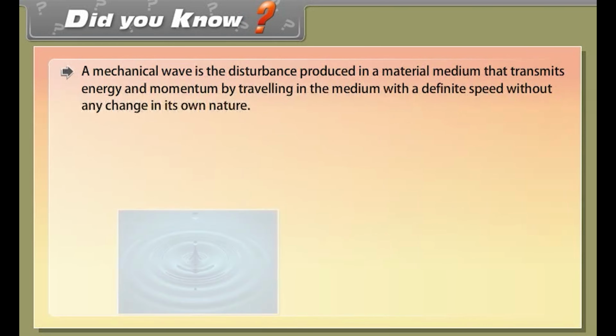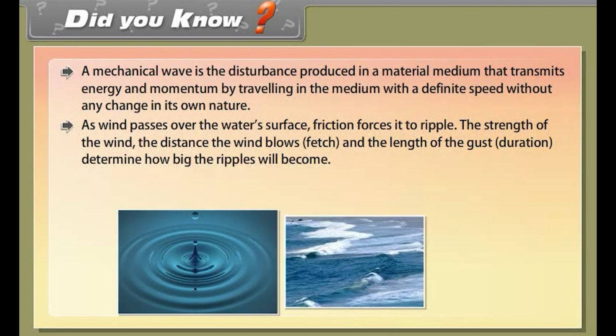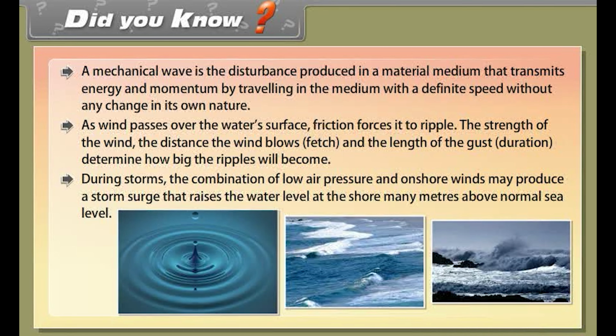Did you know? A mechanical wave is the disturbance produced in a material medium that transmits energy and momentum by traveling in the medium with a definite speed without any change in its own nature. As wind passes over the water's surface, friction force causes ripples. The strength of the wind, the distance the wind blows, that is fetch, and the length of the gust, that is duration, determine how big the ripples will become. During storms, the combination of low air pressure and onshore winds may produce a storm surge that raises the water level at the shore many meters above normal sea level.